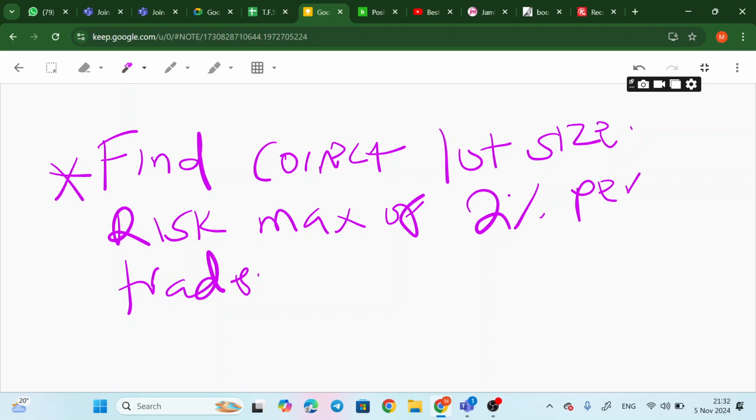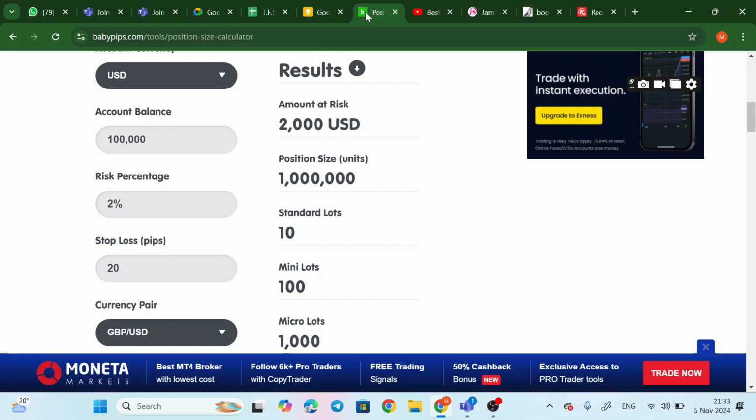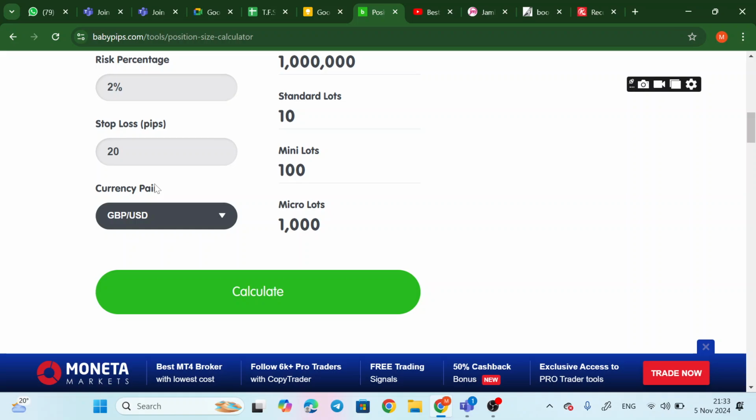You go and type position size calculator, and we recommend BabyPips. So for this case, we are using the BabyPips position size calculator. Let's assume this time I have an account of $100. I'm still risking 2%. Let's work with a stop loss of 20 because it's the maximum stop loss. The currency I'm trading is GBP USD.